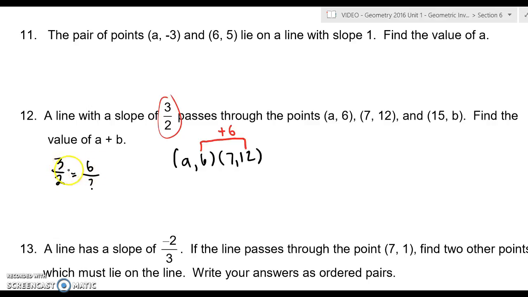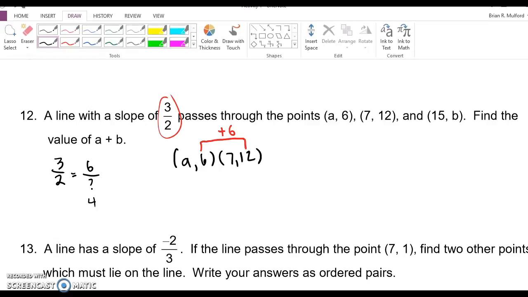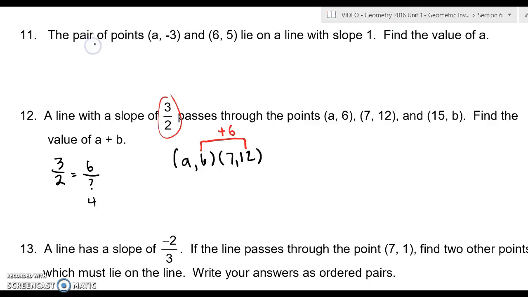If we're going to solve this, 3/2 is the same thing as 6 over 4. So if we have a vertical change of plus 6 and my slope is 3/2, then my horizontal change has to be a plus 4. So if I started at a and added 4, I get to 7. I can set up an equation for that. A plus 4 equals 7. When I take away 4, I get 3.